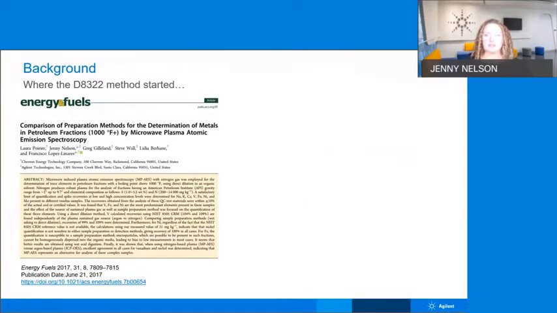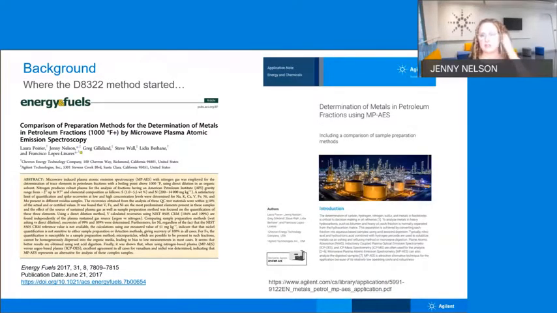After that study was complete, we decided, let's try some even more difficult samples. And so we decided to try some petroleum fractions, heavier fractions that were 1,000 degrees Fahrenheit and higher. So we ran these on the MPAES as well, and we had great results again, and we published this again in Energy and Fuels in 2017. We followed this method again with an Agilent application note, so everybody would have access to the study that we did.